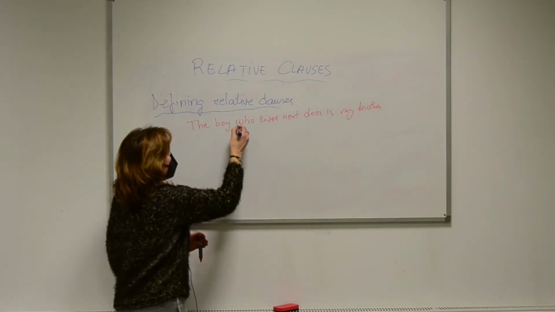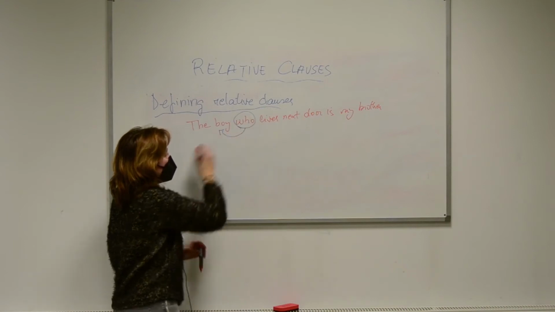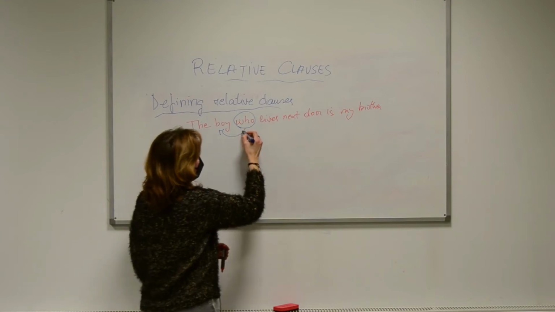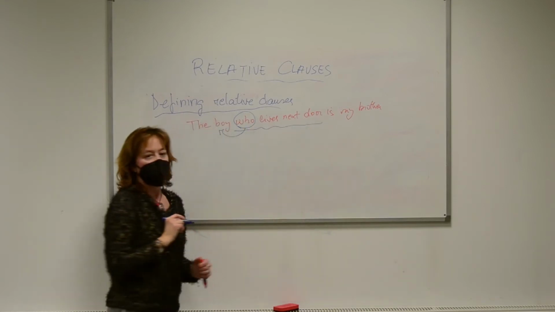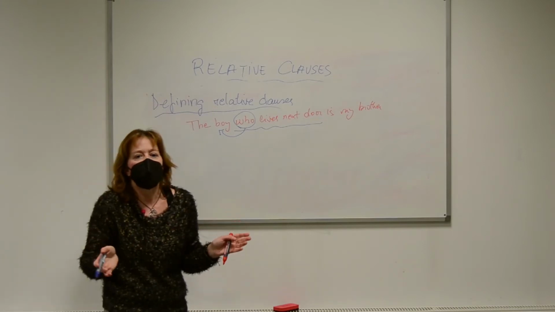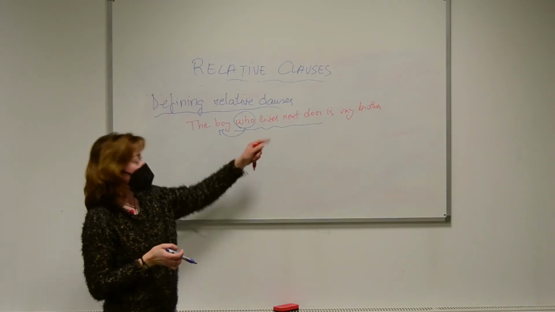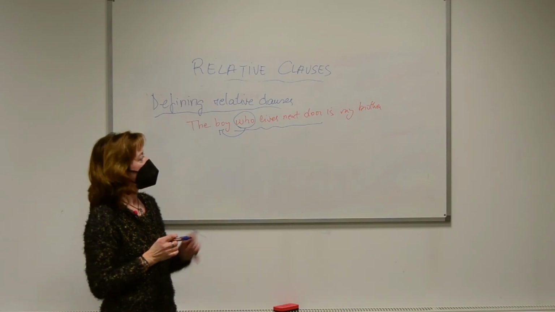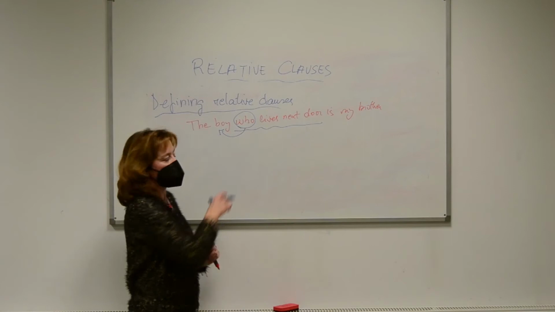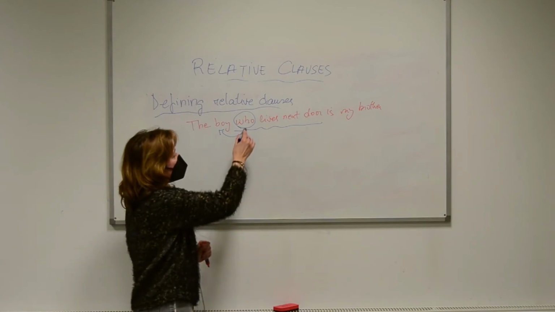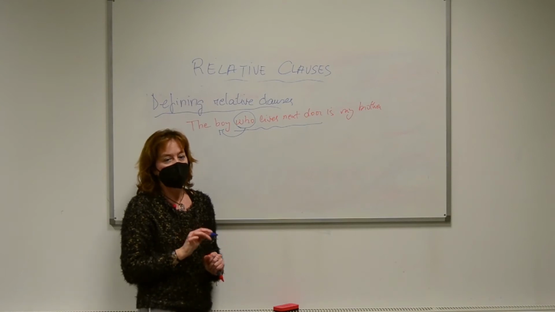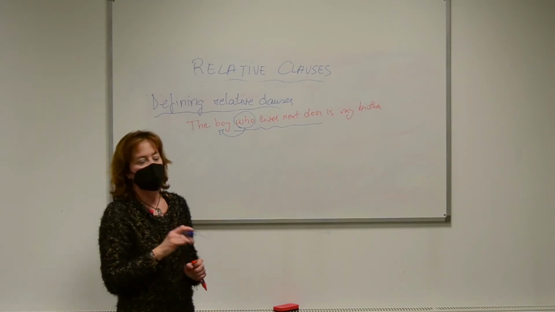Here we have the relative pronoun who, which refers to the boy, a person, and all this information, the relative clause, cannot be omitted. If we say the boy is my brother, who? Who lives next door? That boy that lives next door. In this case, this information is completely necessary. The relative pronoun cannot be omitted, but there exist other cases when the relative pronoun can be omitted.